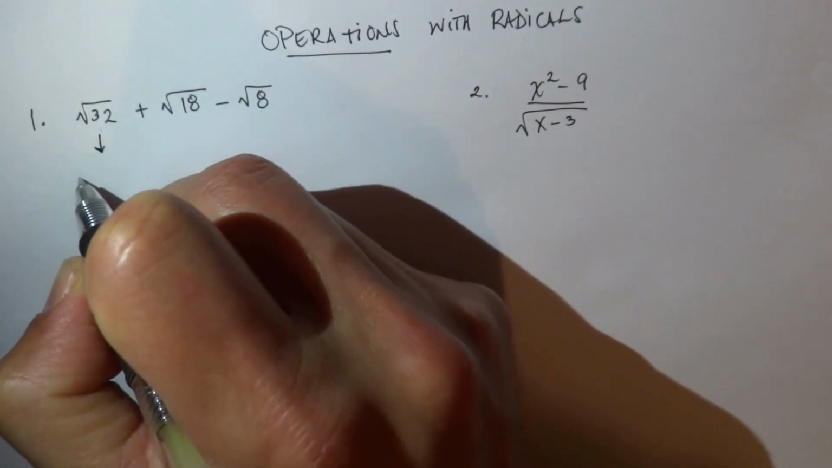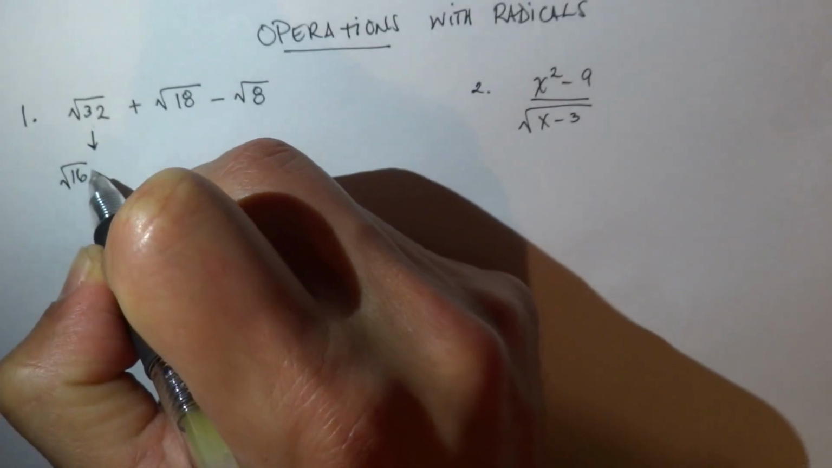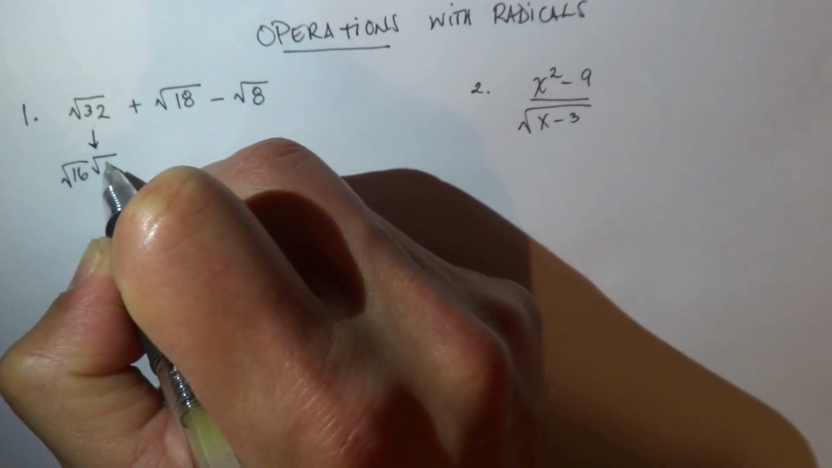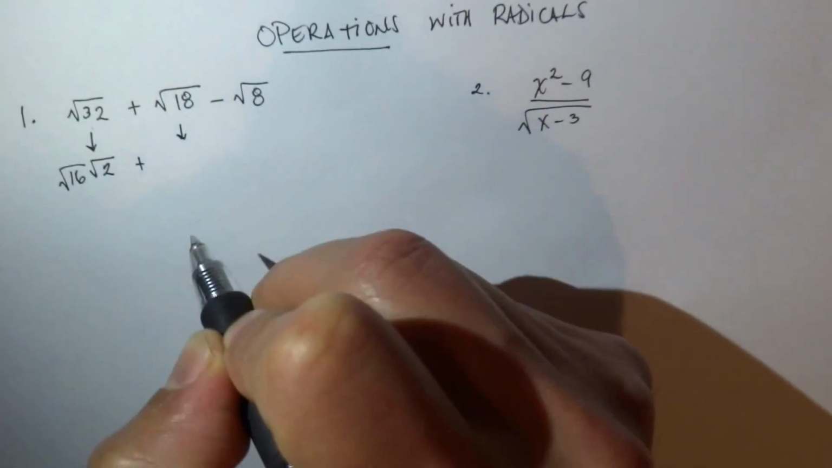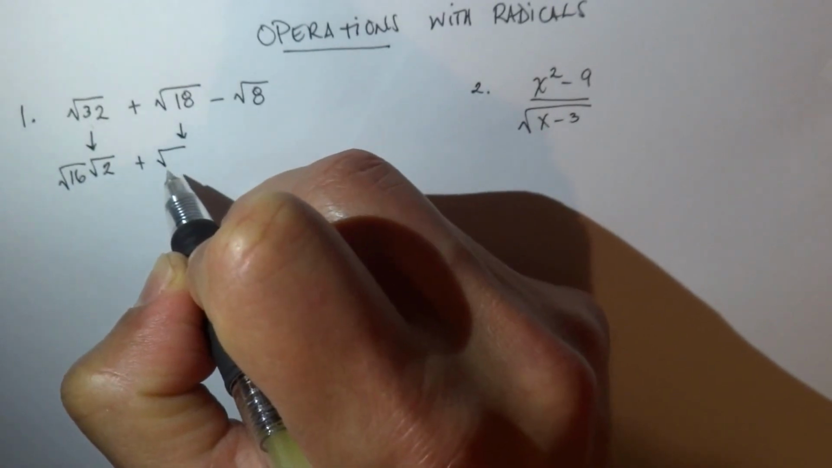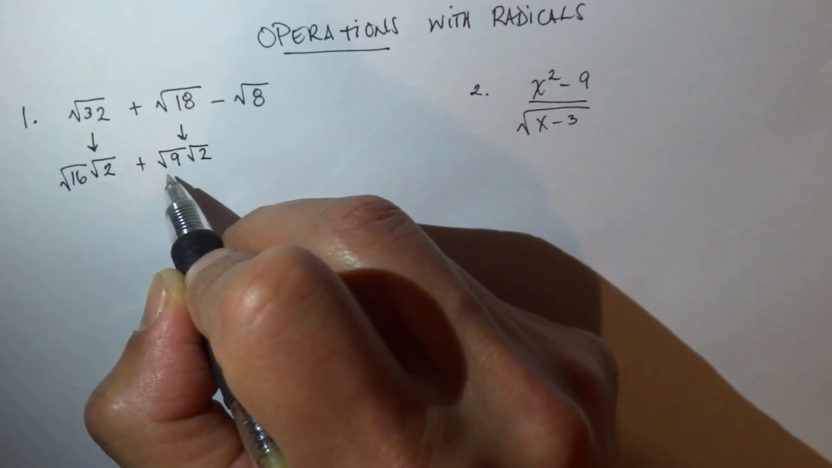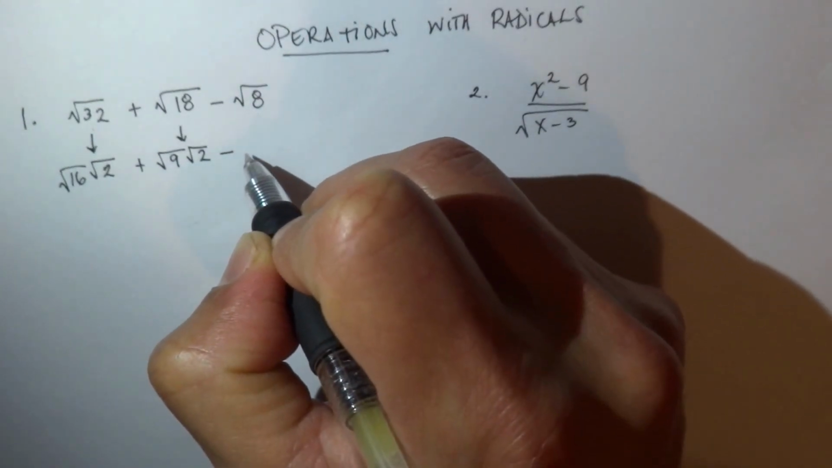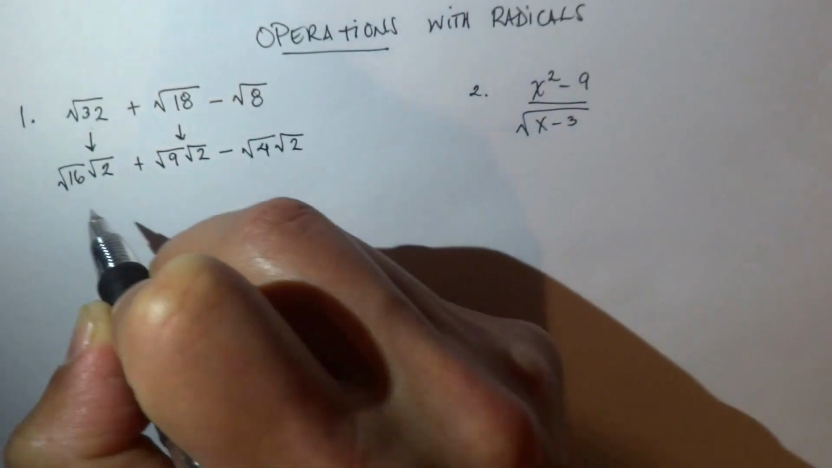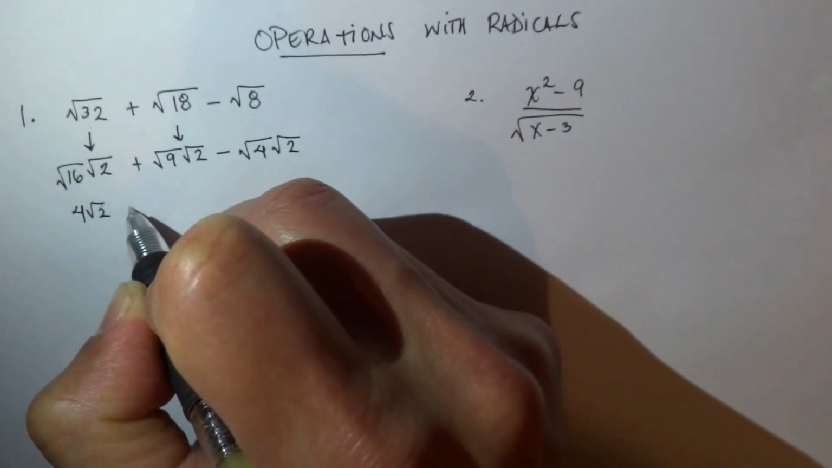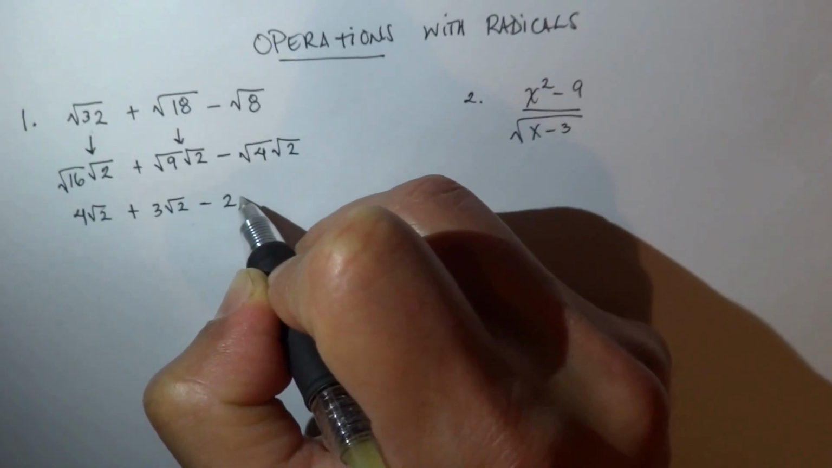And so what's a perfect square? Well, it's 16, because the square root of 16 is going to give me 4. Now the way you want to write it is 16 times 2 is going to give me 32. Now for 18, I can use 6 and 3, but remember 6 is not a perfect square, neither is 3. But I know that 9 is a perfect square. The square root of 9, I know that becomes 3. Same thing over here. Square root of 4 times 2. So this becomes 4 radical 2 plus 3 radical 2 minus the square root of 4 is 2 radical 2.